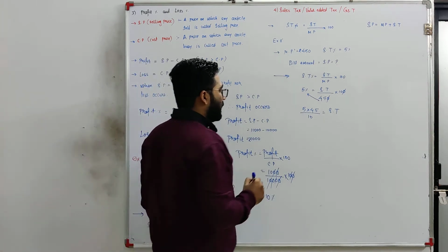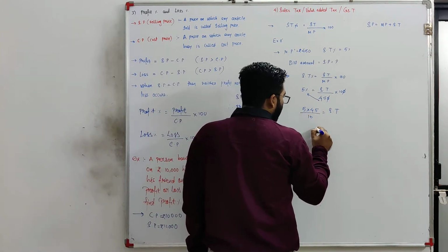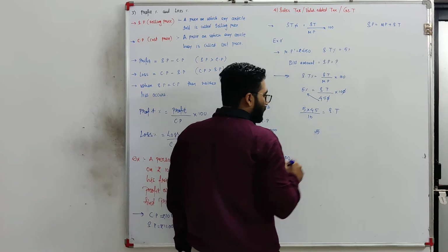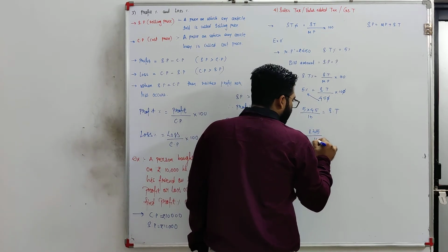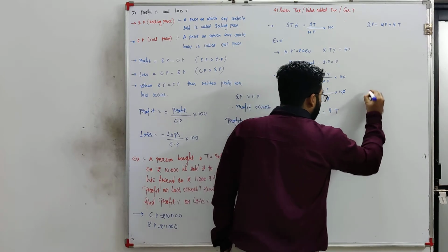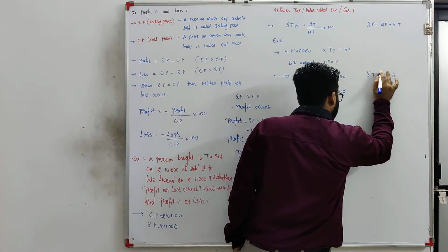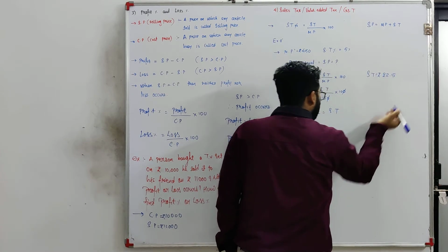So how much sales tax is taken? 5 nines are 45, 5 fours are 20 plus 2, 225 divided by 10. So the sales tax is equal to 22.5 rupees. So what is the bill amount?